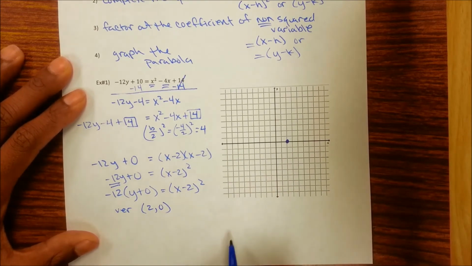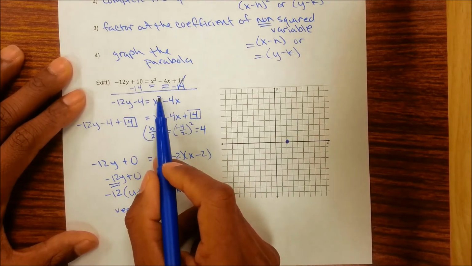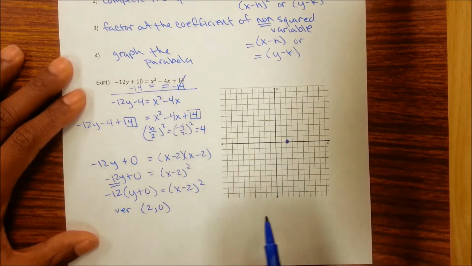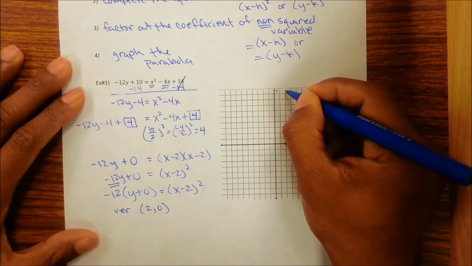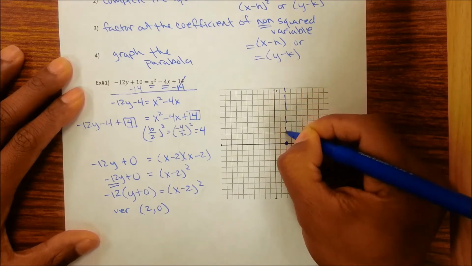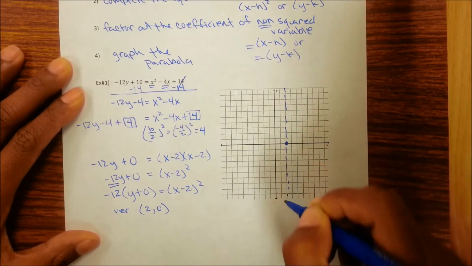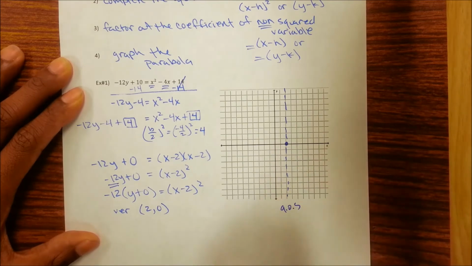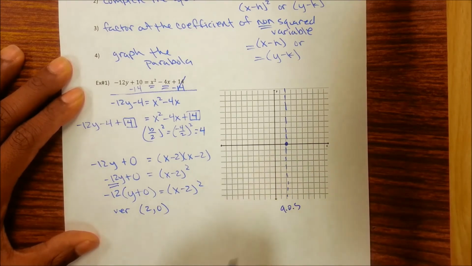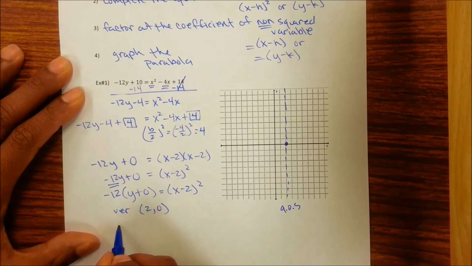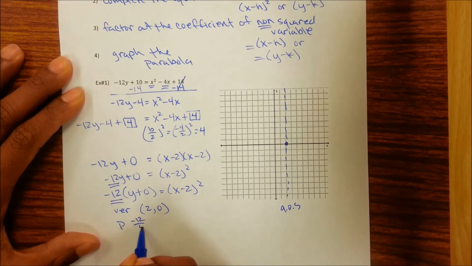Next thing we need to do is we need to decide, is it going to be horizontal or is it going to be vertical? In this case, because x is being squared, my parabola is going to be vertical. So let's put my vertical axis of symmetry. So there's my vertical axis of symmetry. From there, let's find our p-value. P-value is going to be our coefficient divided by 4. So negative 12 divided by 4, that gives me negative 3.